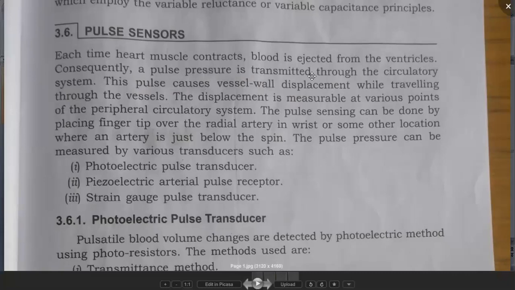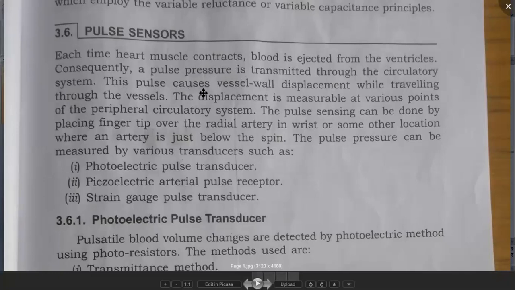Here a pulse pressure is transmitted through the circulatory system. When the heart muscles contract, the blood is pumped to the entire body, and some pressure is generated. There are variations in the vessels. The diameter of the vessels is different at different places, and due to that some pressure is developed, and that developed pressure we have to measure.